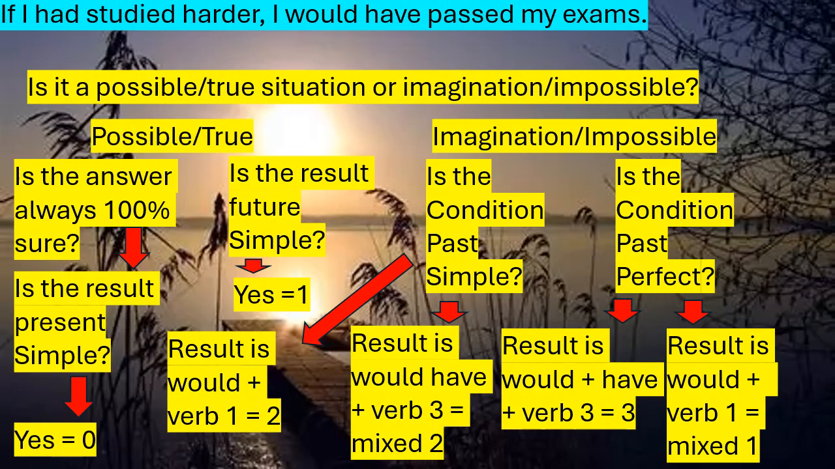Next one. If I had studied harder, I would have passed my exams. So possible or not possible? Well, we're talking about the past, something I didn't do. So I didn't study hard. So this is imagination. Is the condition past simple or past perfect? If I had studied harder, so that is past perfect. And the result, is it would plus have plus verb 3, or is it would plus verb 1? And it's would have past. So would plus have plus verb 3. So that is a type 3 conditional.